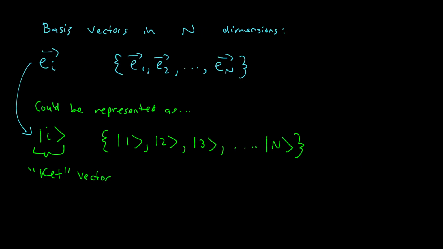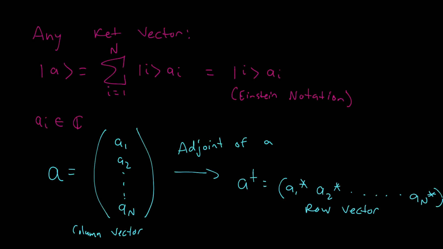In the first video, or second video, we talked about basis vectors being in n dimensions. Now basis vectors can be represented as ket vectors, as shown in the figure on the bottom. You'll understand why it's called that later. And any ket vector A can be represented as the sum over a linear combination of its basis sets. And a ket vector can also be represented as a column vector with A1, A2, all the way to An. And each element of the ket vector is a member of the complex numbers.